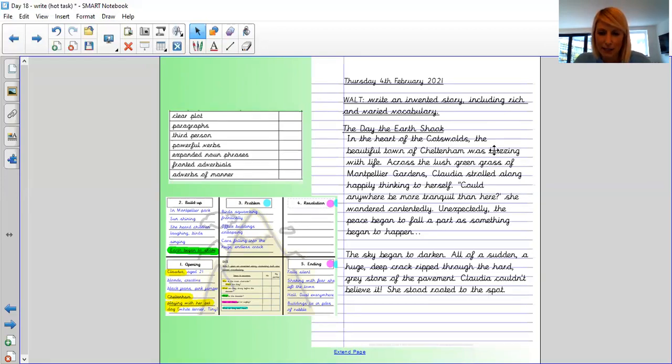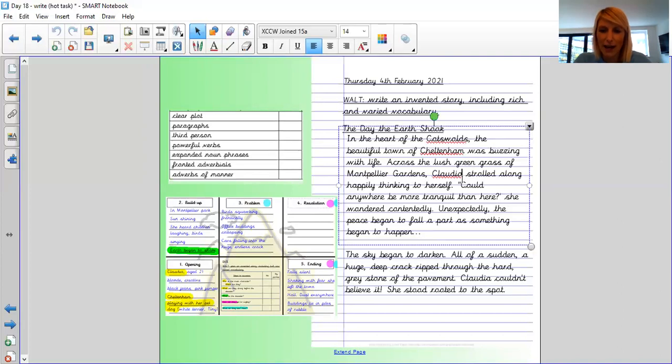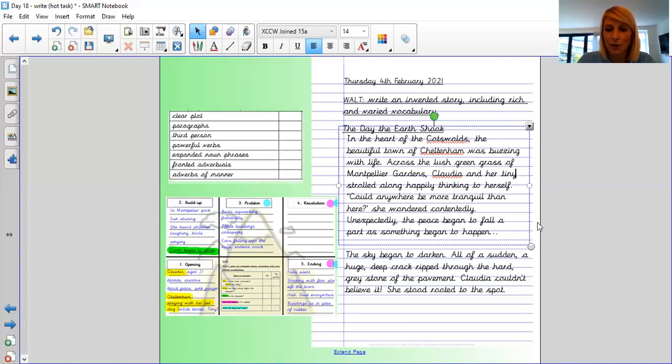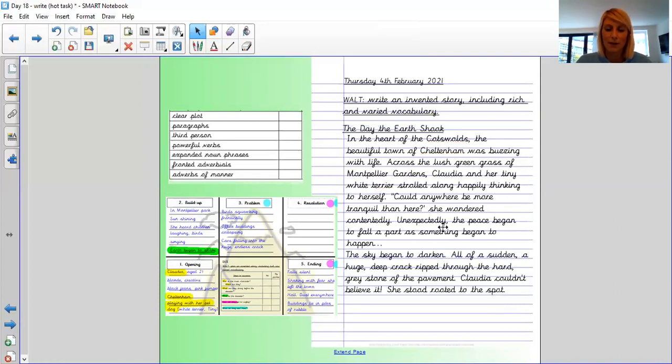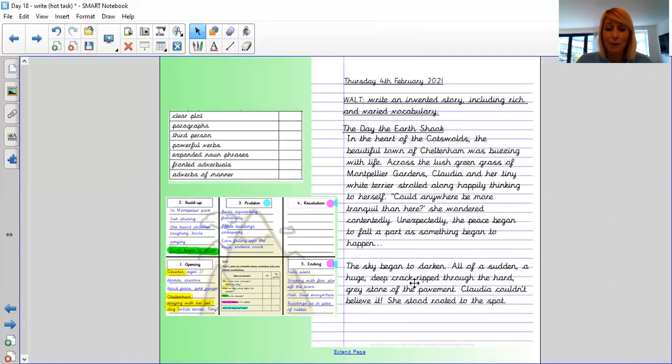I might just add in Claudia and her tiny white terrier strolled along happily. There we are. So always go back, look at your planning, make sure you've included everything that you plan to include, okay? You can see the length of my paragraphs, they're quite long, so do make sure you get as much in as you can and try to include those features as you write.